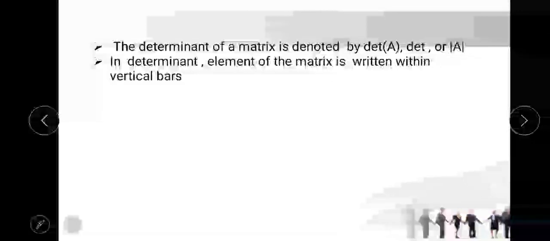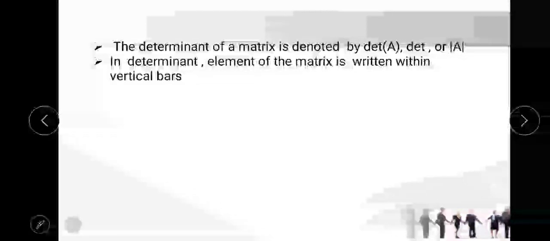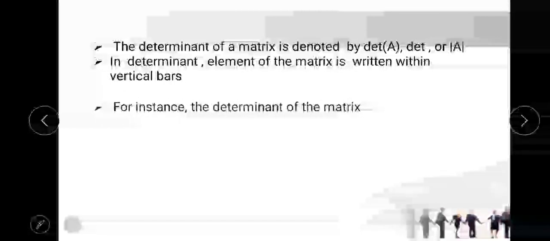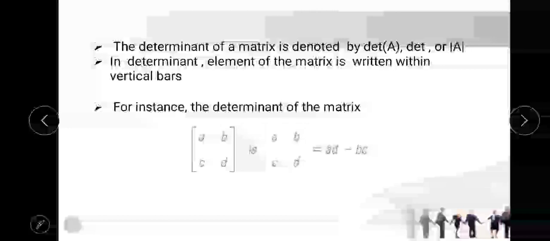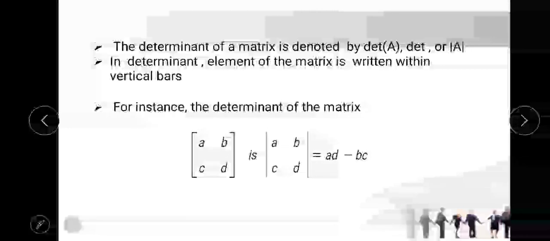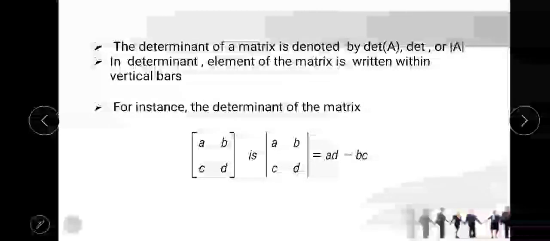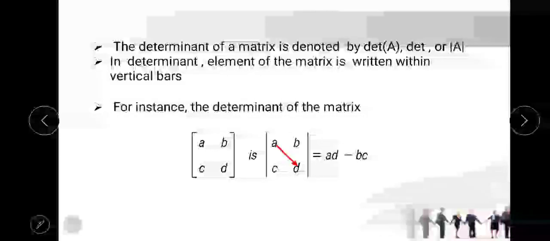The determinant of a matrix is denoted by det of matrix A, det A, or A within two vertical bars. For example, for a matrix with elements a, b, c, d, just write the elements a, b, c, d within two vertical bars; that is the determinant of that matrix, and its value comes out to be the product of the diagonal elements minus the product of the remaining elements, that is ad minus bc.